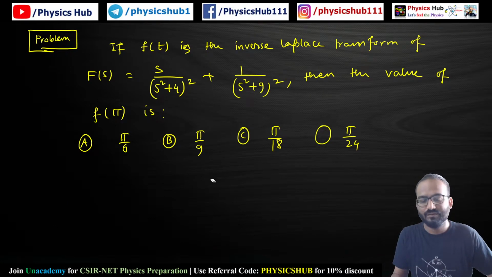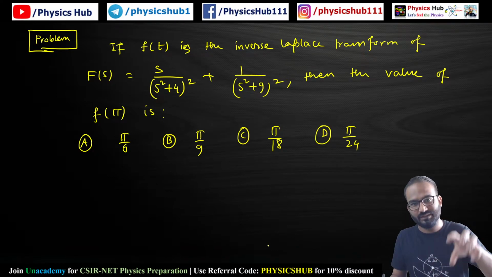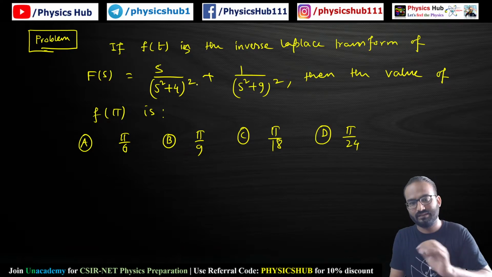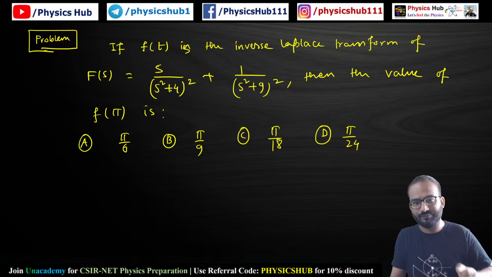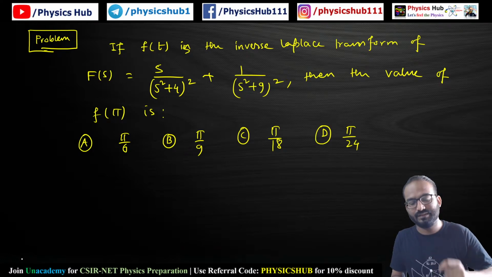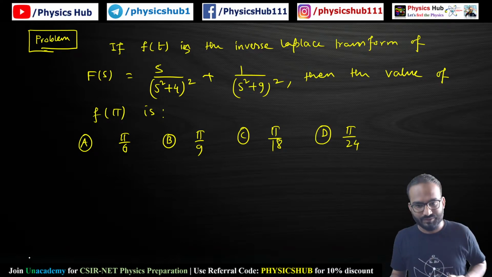Now as you can see in the problem, if it had only s square plus 4, then you could have easily utilized the conventional Laplace transform formula, but here you have an extra s in the numerator and a square in the denominator. That is making this problem a little bit difficult. For this problem you need to have some basic knowledge, an idea of the Laplace transform of some functions. So let me just give you the solution.